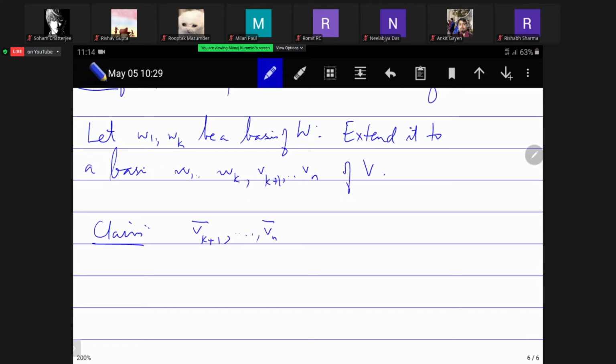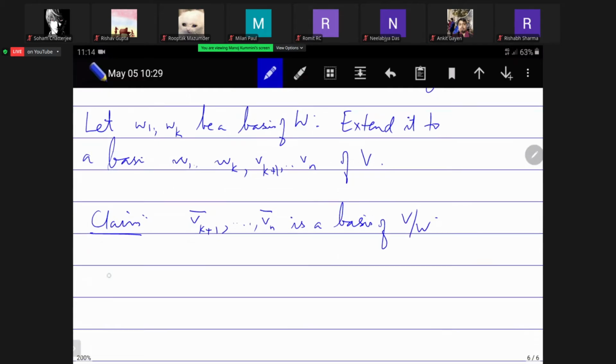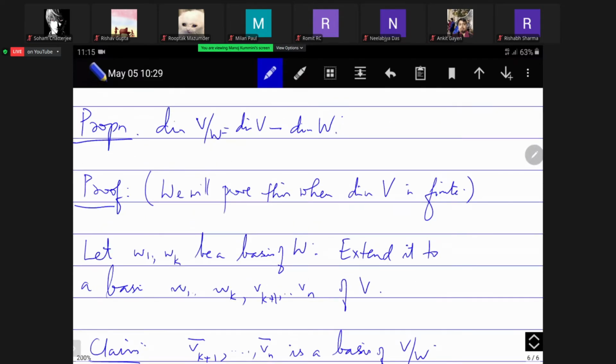V_{k+1} bar through V_n bar is a basis of V mod W. And the proposition will follow from the claim. If you assume the claim, then the dimension of V mod W is n minus k, which is dimension of V minus dimension of W, which is what we are assuming. So now what is left is to prove the claim.